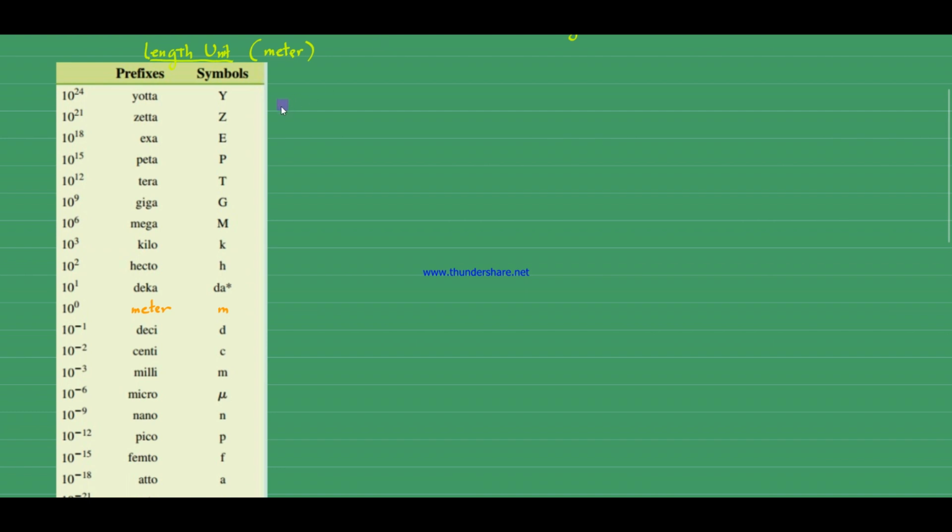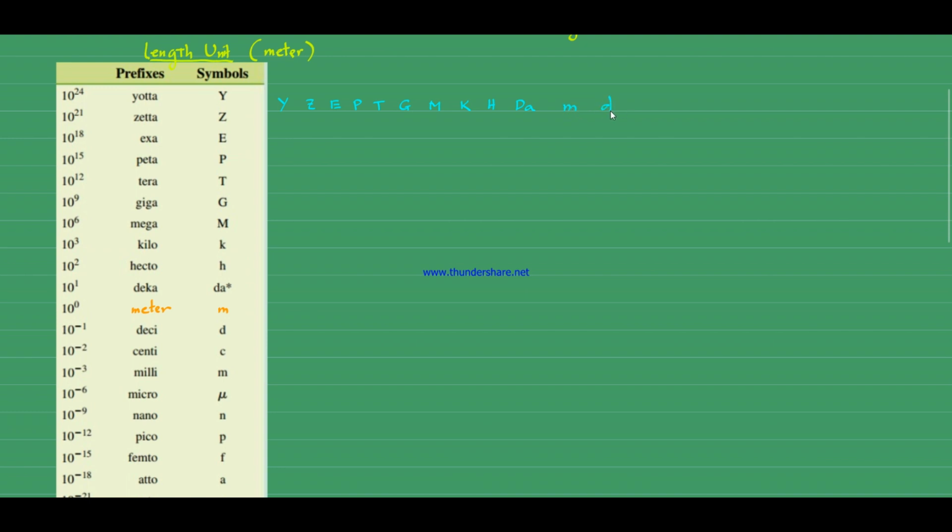Let me use a different color. I'm going to put yotta here. Then we have zetta, then exa, then peta, then tera, giga, mega. Then we have kilo, hecto, deca. Then we have meter in the middle.